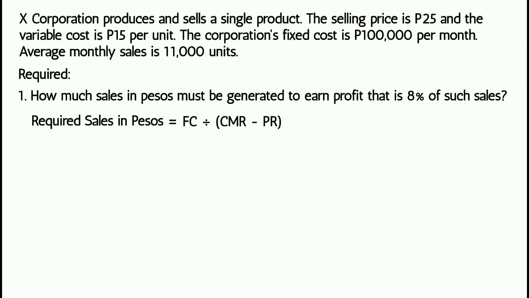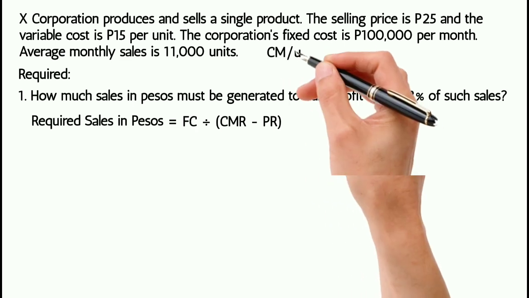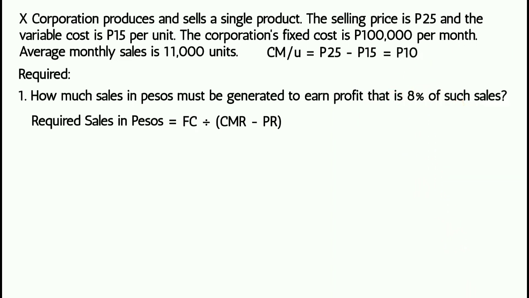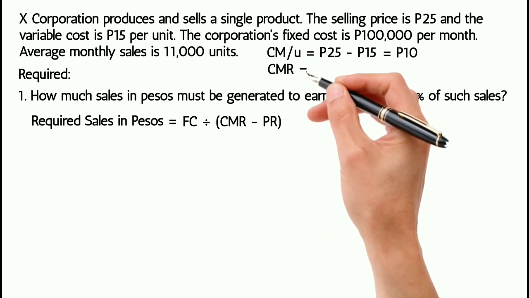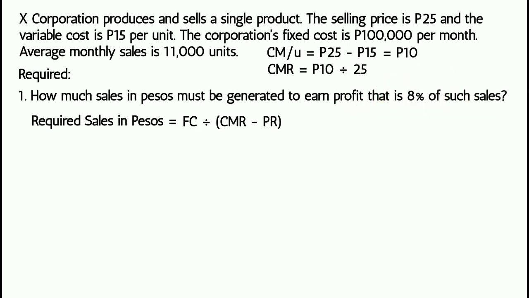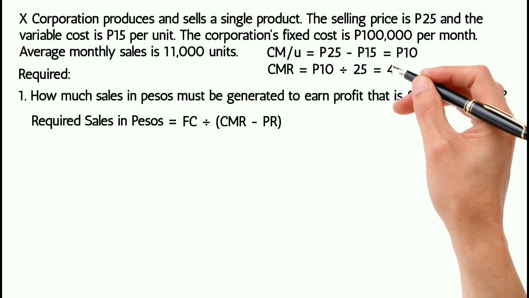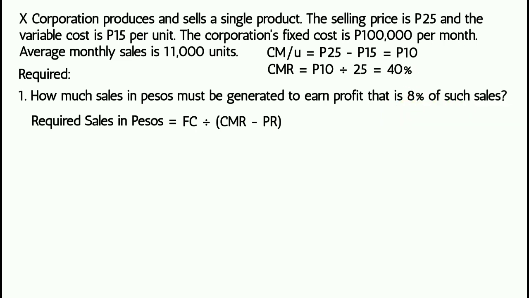Yung fixed cost ay given na sa problem. Ang problema natin is yung contribution margin ratio. Ang selling price per unit ay 25 pesos at ang variable cost per unit ay 15 pesos. So, ang contribution margin per unit ay 10 pesos. Para ma-compute yung contribution margin ratio, we will divide the contribution margin per unit by the selling price per unit. So that means 10 pesos divided by 25 pesos, that is equal to 40%. And that 40% is the contribution margin ratio.